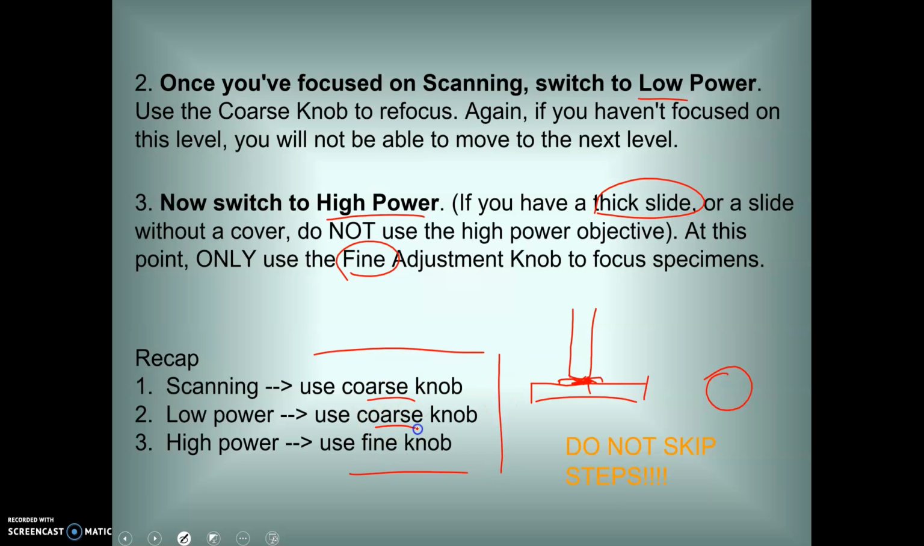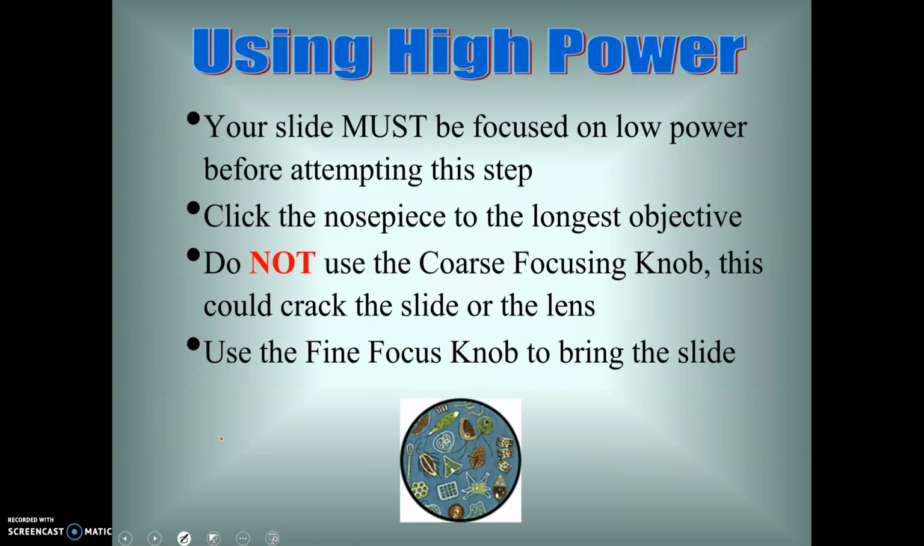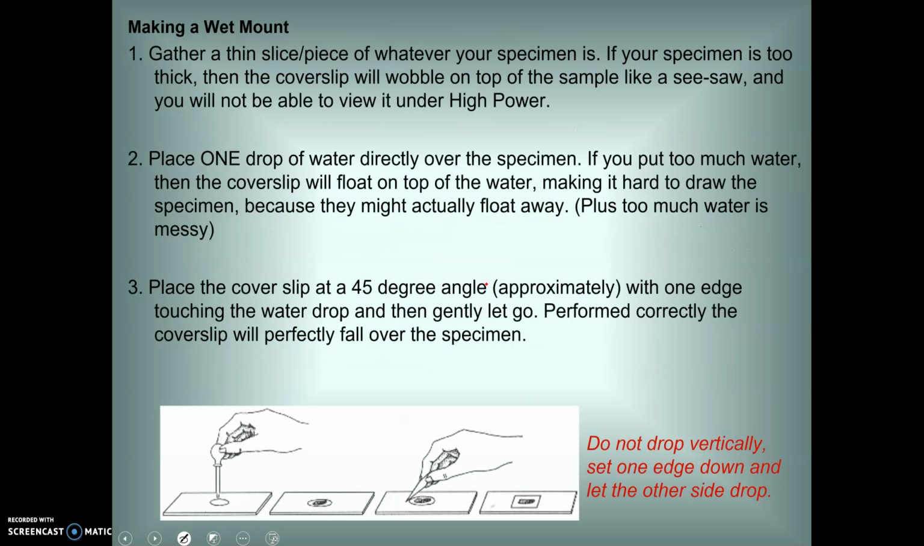Keep this in mind. You can use the coarse adjustment for scanning and low. Only use the fine on high power. And always start with scanning and then work your way up to high power. If you start on high power, you're going to have a hard time seeing anything, getting anything in focus, because it has to be so fine-tuned to see on high power. It's just not going to work out. All right. Again, this is the same thing over again. Make sure you're focused on low before you go to high power. Never use the coarse adjustment on high power because you can crack the slide.